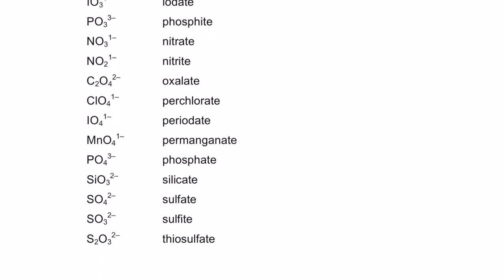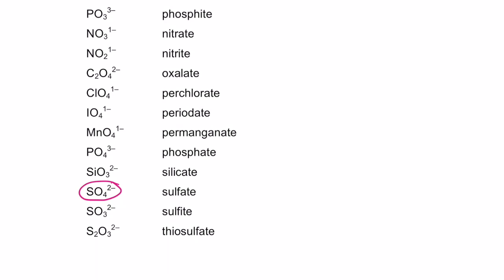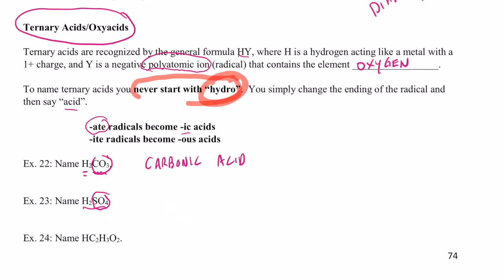SO4 is called sulfate. So, H with ate becomes ic acids. Now, you might want to say sulfic acid, but that's really not what we call it. We would call it sulfuric acid. Now, once again, I recognize the name as a ternary acid because it doesn't start with hydro. That's right. So, if we just say sulfuric acid, we know it's ternary.